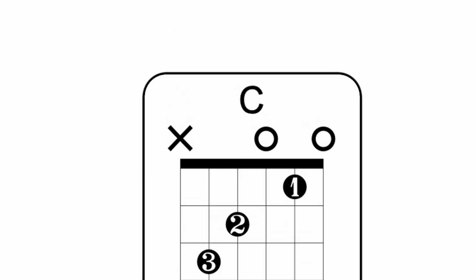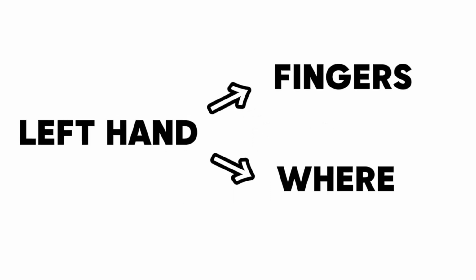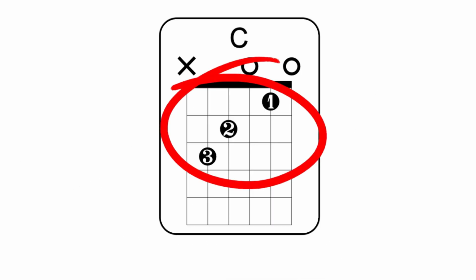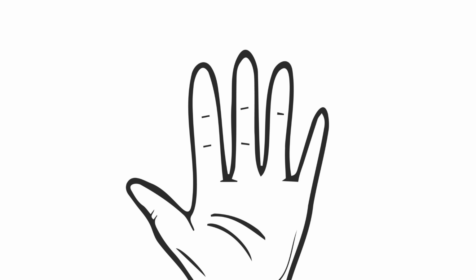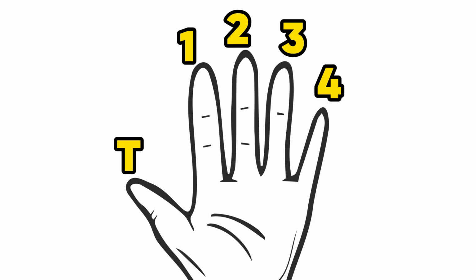To keep the music theory to a minimum, we'll use the most common C major chord for every example today. Let's start with the left hand. First, which fingers do you use? The numbers 1, 2, and 3 are finger numbers. The full numbering system is 1, 2, 3, 4 plus T for the thumb. Yes, some chords actually use your thumb.